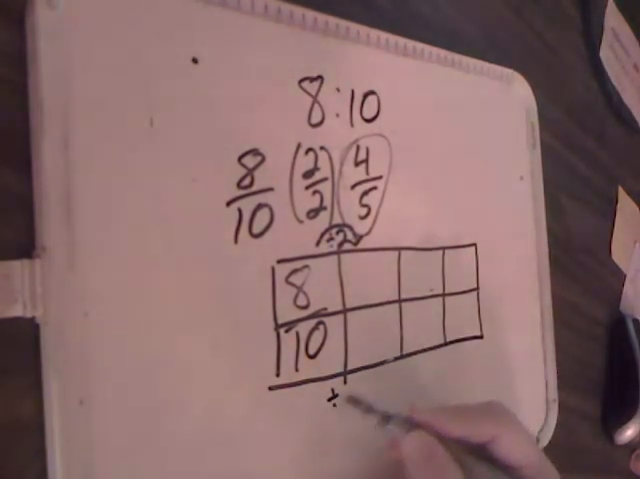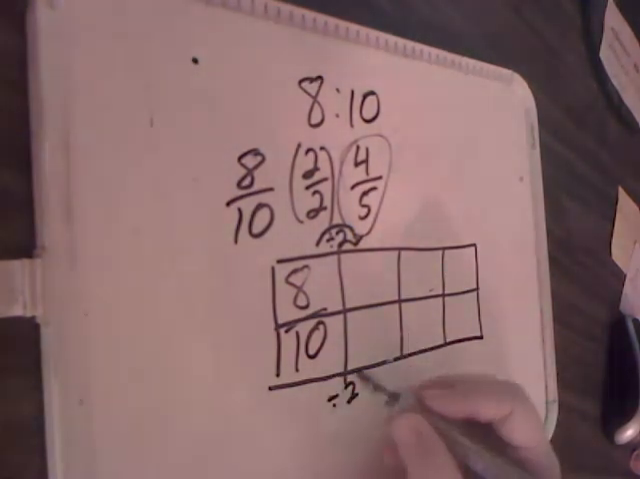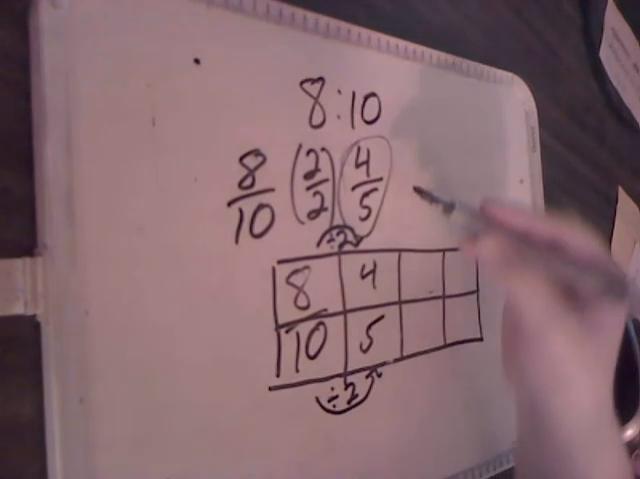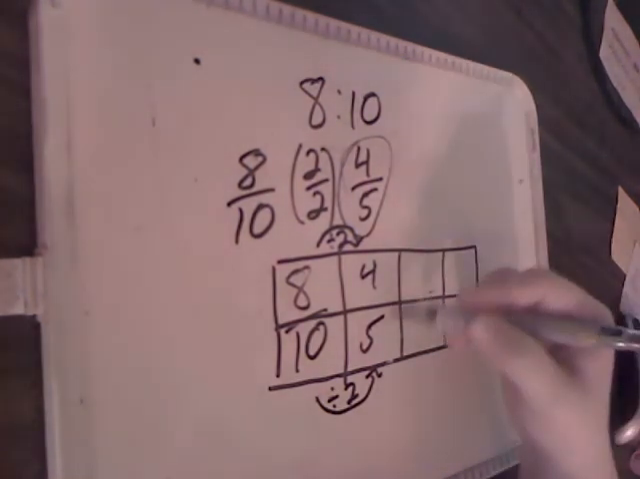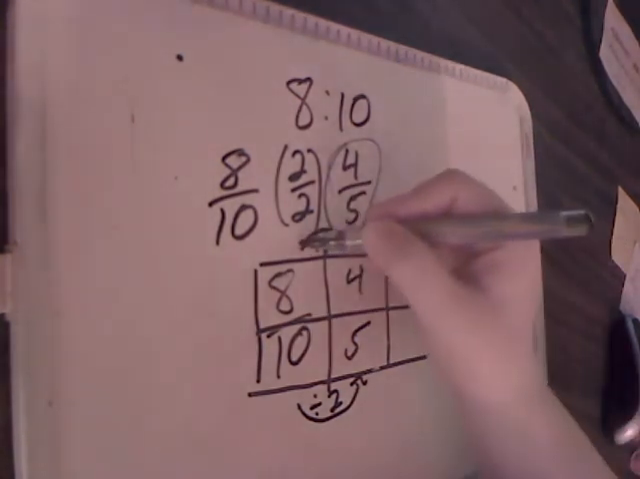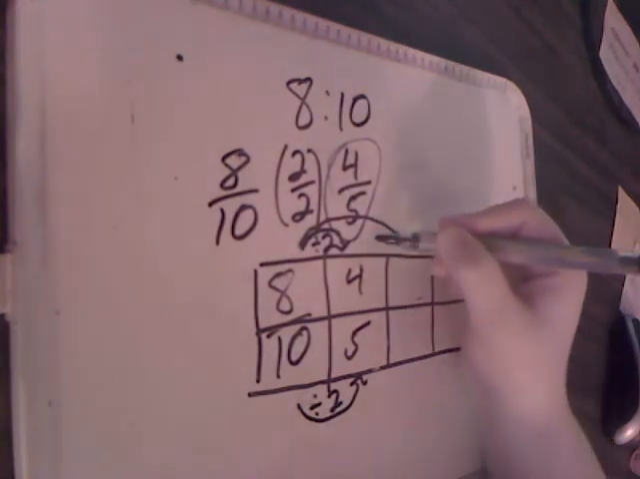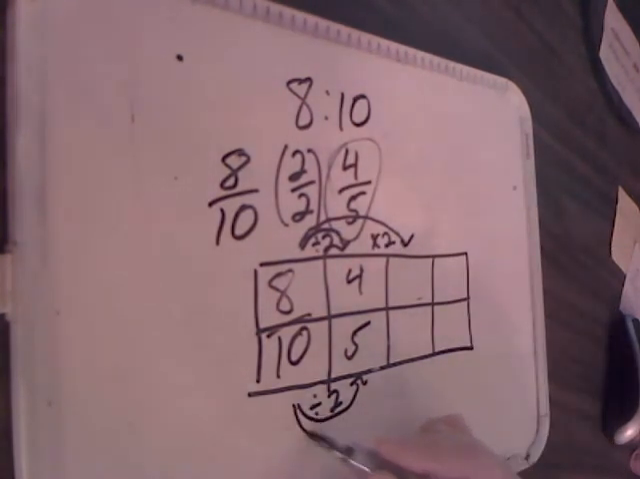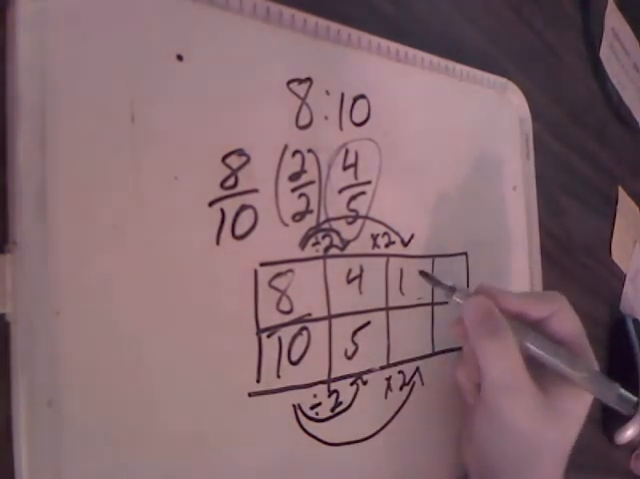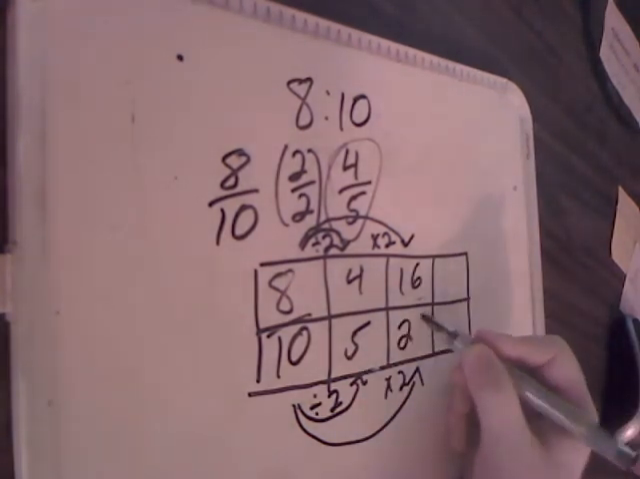So when I divide both by 2, I'm going to get 4 over 5. The same thing as up here, it just looks a little bit different. But I can't reduce anymore. So now I'm going to have to make it bigger. To make it bigger, I'm simply going to multiply, and I'll take times 2 again. 8 times 2, 16, 10 times 2, 20.